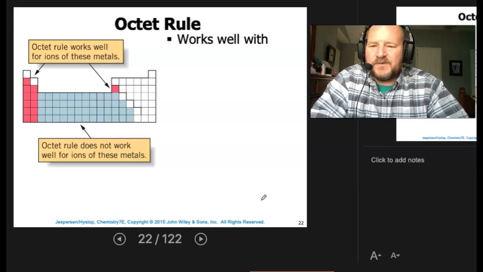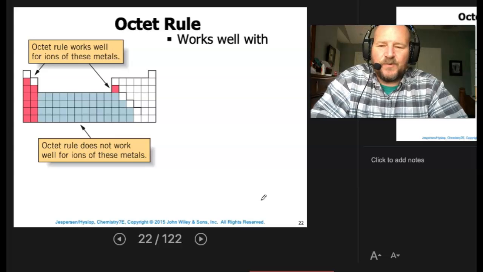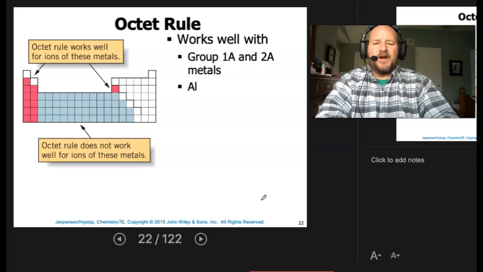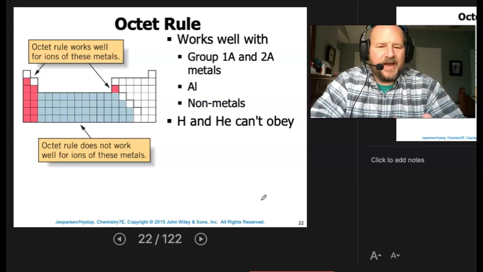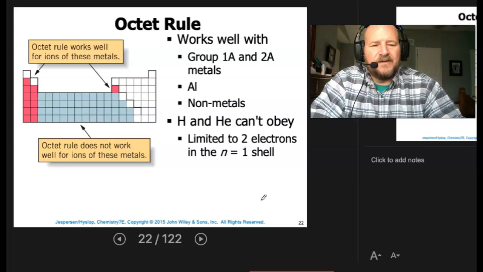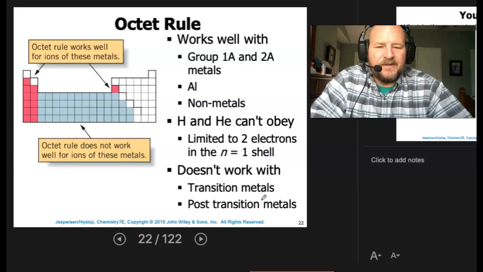So the octet rule works well for ions of these metals. The octet rule does not work well for ions of the blue metals, which is pretty much all the rest of them, right? So group 1A, group 2A, that works. Aluminum, it works. Everybody else, not so much. For nonmetals, it works well. Hydrogen and helium can't obey it, obviously, only room for 2 electrons there because it's n equals 1 for that shell. It doesn't work with transition metals or what we consider to be the post-transition metals. So it doesn't work well for those at all.